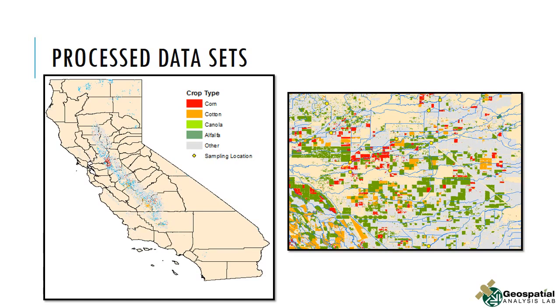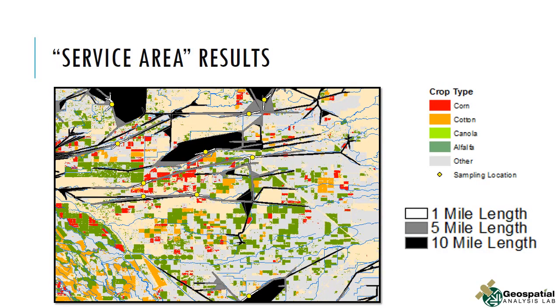This is an image of the processed agricultural data over the state of California, and then a zoomed-in image showing all 3 data sets. Using the same image, here are the 1, 5, and 10 mile service areas visualized on top of the existing data.